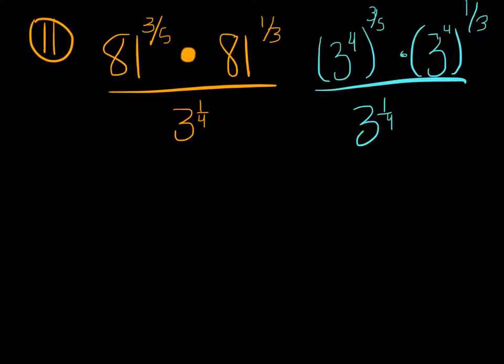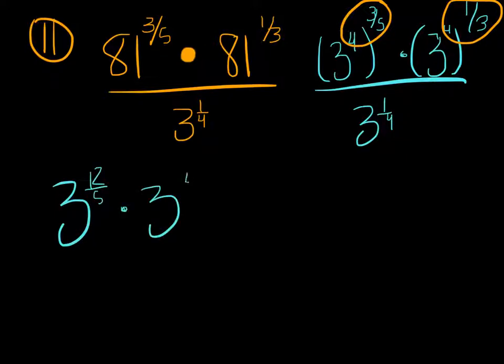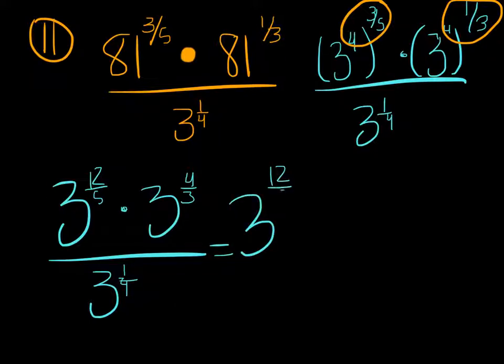And so now we're dealing with exponents outside of parentheses. So we're going to multiply these together. So 4 times 3/5 is going to be 3 to the 12/5 times 3 to the 4/3, still over 3 to the 1/4. Multiplying bases, we're going to add exponents, so we're adding 12/5 and 4/3. So that's 3 to the 12/5 plus 4/3, because the bases are being multiplied, still divided by 3 to the 1/4.